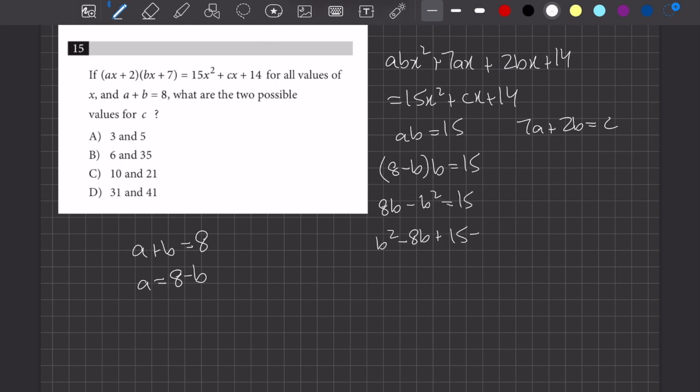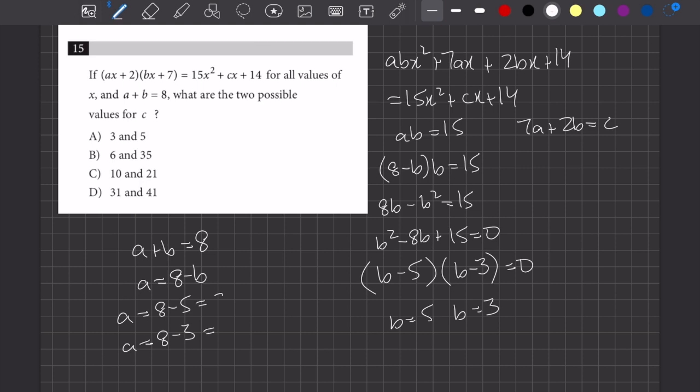A quadratic equation is obtained. We can factorize the equation to get b minus 5 times b minus 3. Hence, b equals 3 and 5. We plug this into the equation we rearranged earlier to get a equals 5 and 3. Now we plug each pair into the equation for c and get the first value as 41 and the second as 31. So option D.